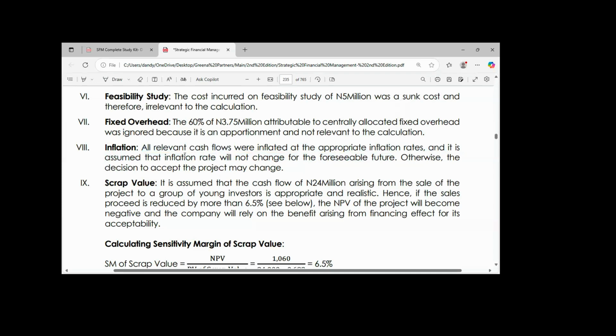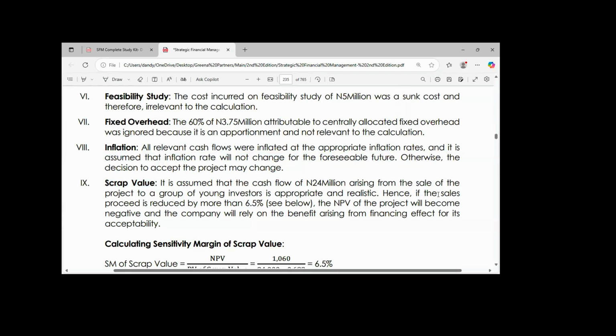All right. Then we talk about scrap value. We are given the scrap value of 24 million naira. Therefore, it is assumed that the cash flow of 24 million naira arising from the sale of the project to a group of young investors is appropriate and realistic.